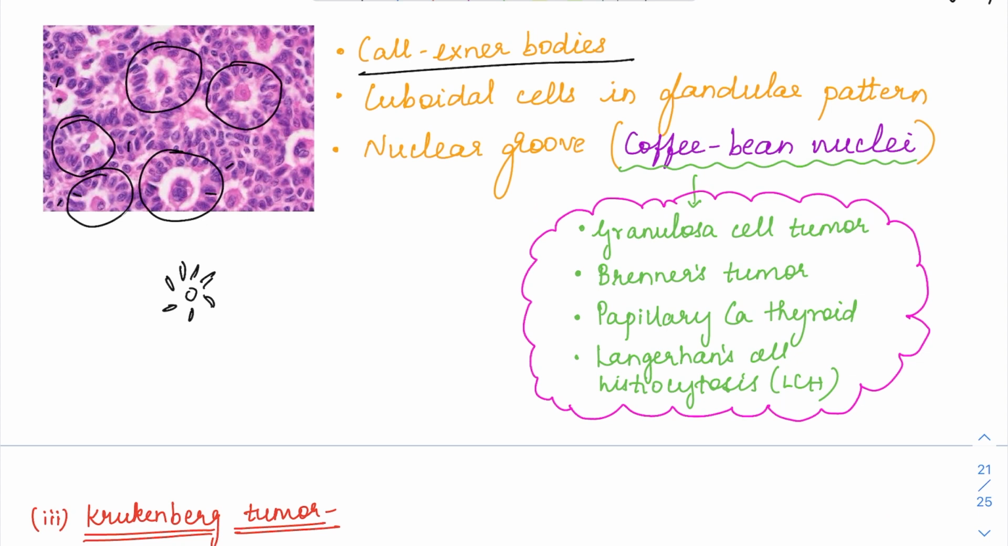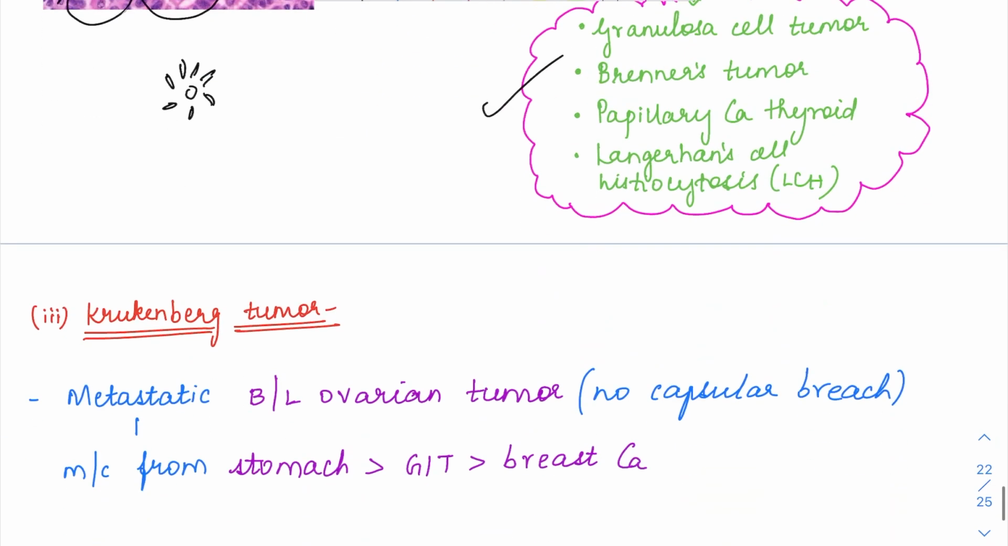So, where all do you see coffee bean nuclei, that is nuclear grooves? Firstly, we saw it in Brenner's tumor. Then in granulosa cell tumor. Other than that, papillary carcinoma of thyroid, where the nuclear features are the ones which are defining it, and one of the features was nuclear grooves. So, papillary carcinoma of thyroid can also show coffee bean nucleus. Then we have Langerhans cell histiocytosis. In LCH also there will be presence of grooved nuclei. So, there again you can see a coffee bean nucleus. So, in these four areas you are going to see a coffee bean nucleus.